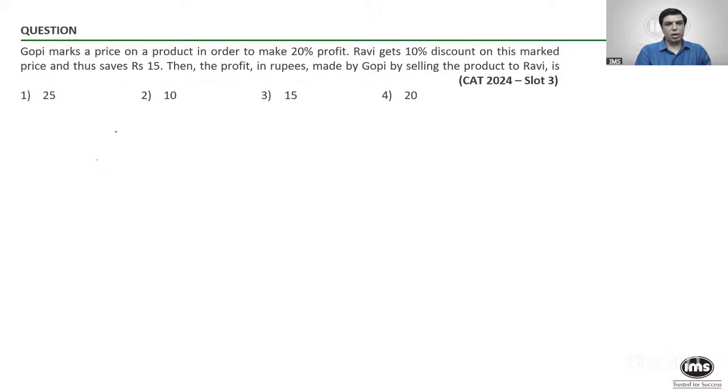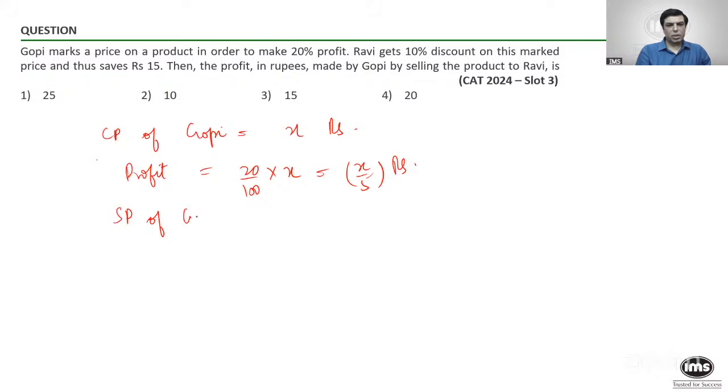First is, as I said, let's first look at this question using X. So let us say that cost price of Gopi is X rupees. Okay. Now he's making 20% profit when he sells it to Ravi. So profit that he makes will be 20%, which as a fraction is nothing but 1 by 5. So X by 5 rupees. So what will be the selling price? The selling price is going to be cost price plus profit. That is nothing but 6 by 5x, right?